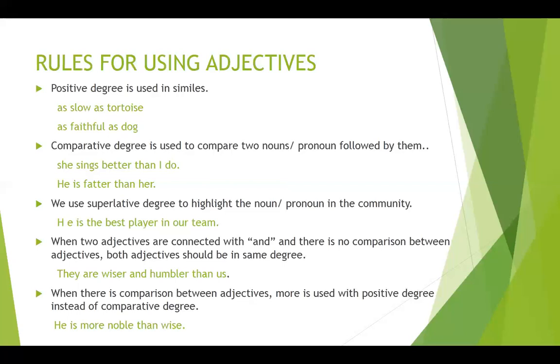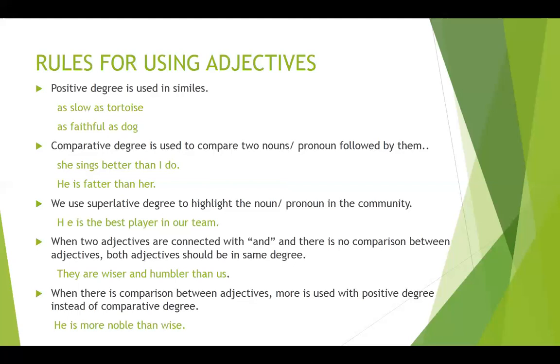The second rule is that the comparative degree is used between 2 nouns and the pronouns followed by them. When we compare the same quality of 2 nouns or 2 pronouns, then we use the comparative degree. For example, she sings better than I do. Second example, he is fatter than her. Now compare these 2 examples. Number 1 thing is that "than" is used. Whenever the comparative degree is used, we use "than". Number 2 point is that in the first example, we write "than I do", and in the second one, we write "than her".